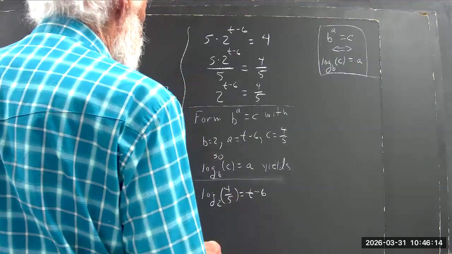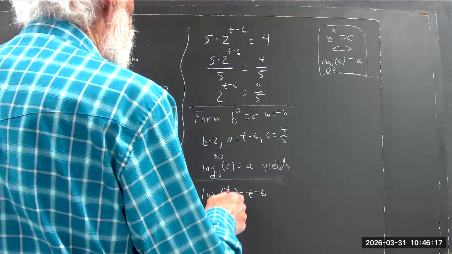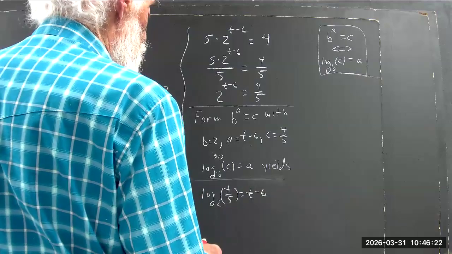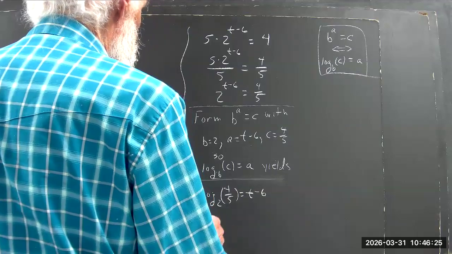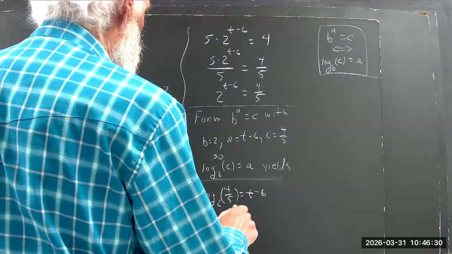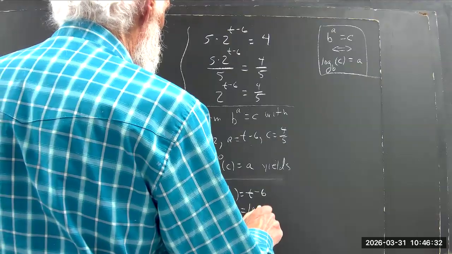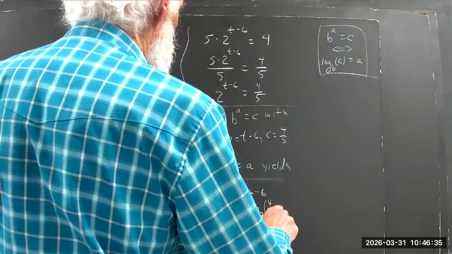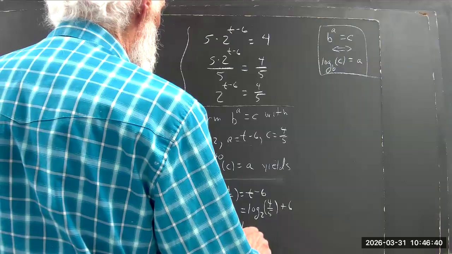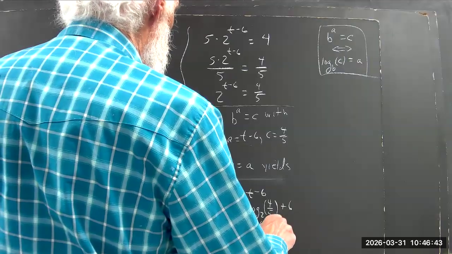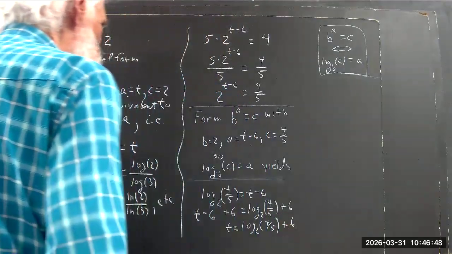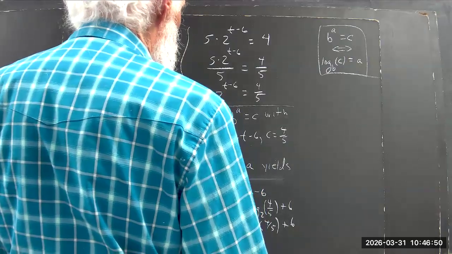So anyhow, you have this equation. Just think log base 2 of 4/5 is just some number equals t minus 6. Now, how are you going to solve for t? Well, you're going to add 6 to both sides. Now I'm going to reverse sides. I'm going to write t minus 6 plus 6 equals log base 2 of 4/5 plus 6. So t equals log base 2 of 4/5 plus 6. And that equals what?